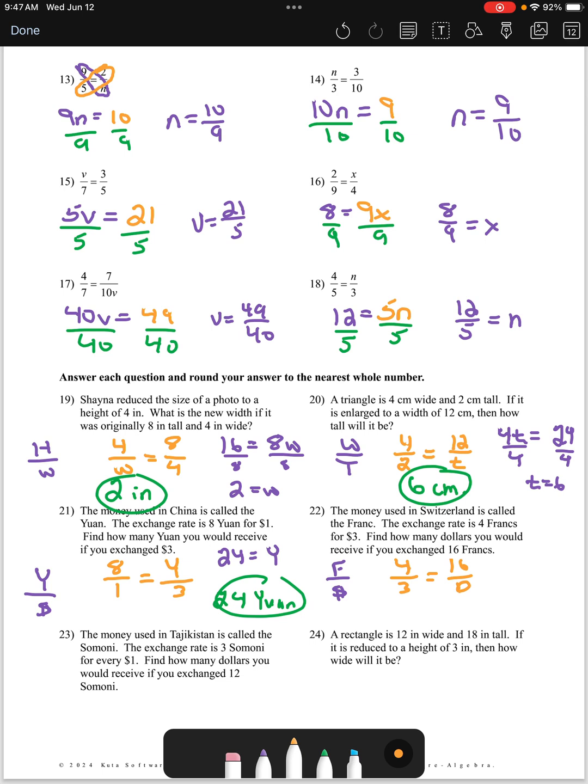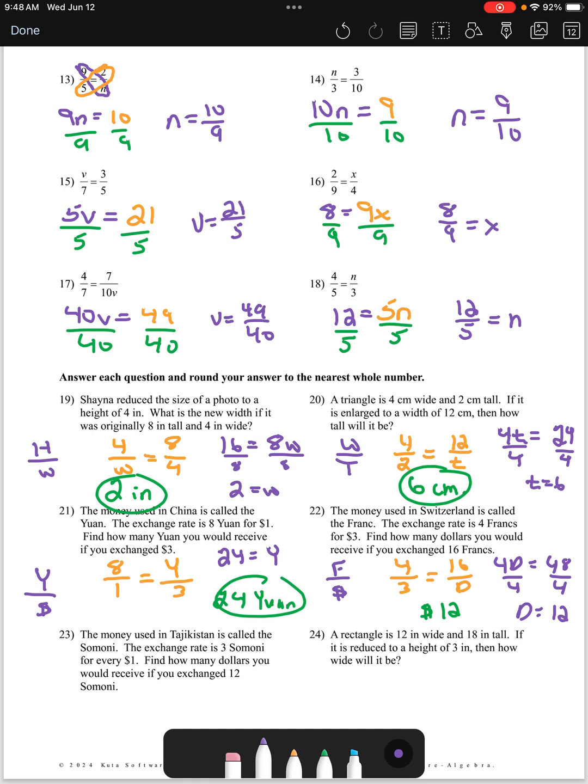Now, I'm not going to use the dollar symbol as a variable. I am going to use D for dollars. Cross multiplying, we get 4D equals 3 times 16, which is 48. We'll divide both sides by 4 to get D is equal to 12. So we would get $12 if we exchanged 16 francs.